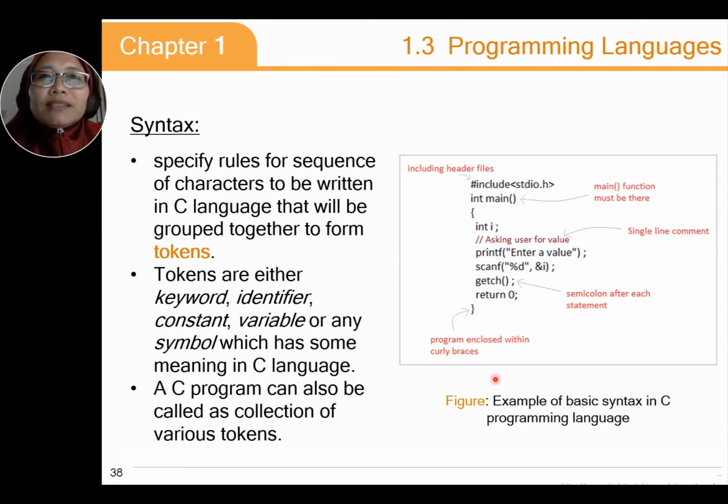Here we have the figure. This is an example of the basic syntax in the C programming language. We have the header files, hash include stdio.h. Then we have our main function. It must be here. Then we have this open curly bracket, and this one is a single-line comment. If you look here, there's a semicolon after each statement. Please pay attention to this. Some of you, when you write your code, may get errors, and usually it will be this. Programs are enclosed within curly brackets.